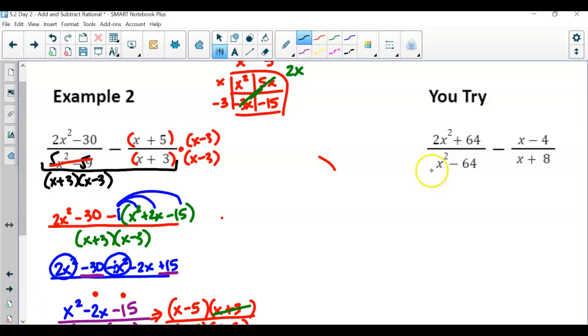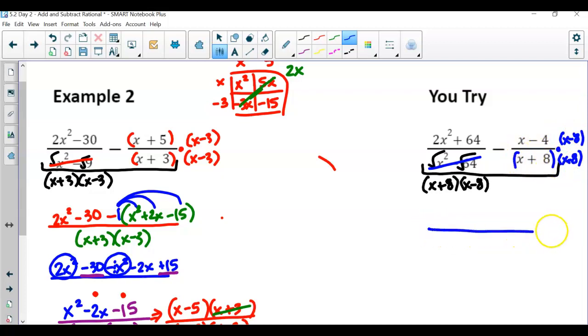And with this problem, I see again two binomials. However, this is just x plus 8 in the second rational expression. And this is a difference, because we're subtracting, of two perfect squares. So when I take the square root here, I could factor this into x plus 8 times x minus 8. Then here, because this can be factored into x plus 8 times x minus 8, and now here I have my x plus 8, what's missing? X minus 8. So this is what you need to multiply by, x minus 8 here.